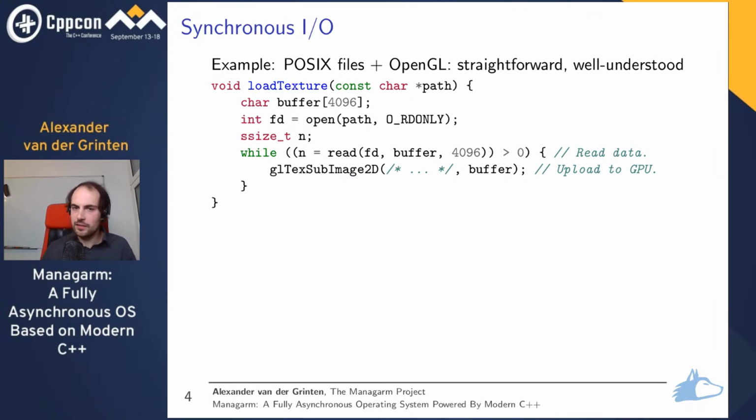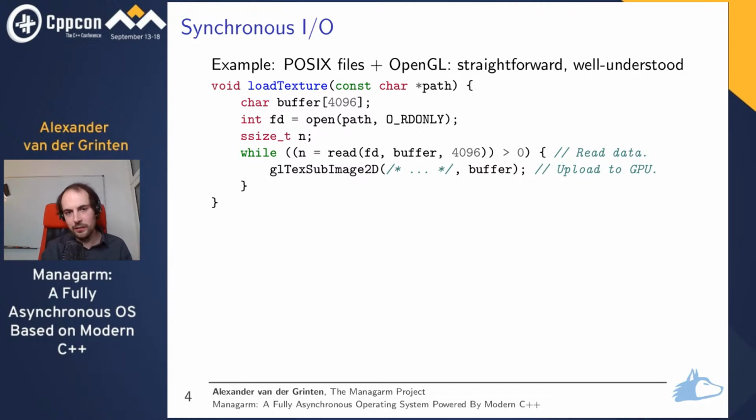We have a function that just takes a path. It allocates a constant size buffer, so it allocates 4,000 bytes here on the stack. Then it opens the file, reads a chunk of data, and uploads that data to the GPU. There's nothing spectacular here. This is pretty standard code. I'm also abstracting away things like file formats that would play a role in real code. I just assume that everything is a bitmap and that this works. If you look at that code, it's really easy to understand what it does, right?